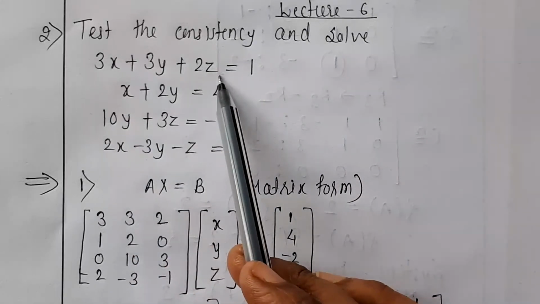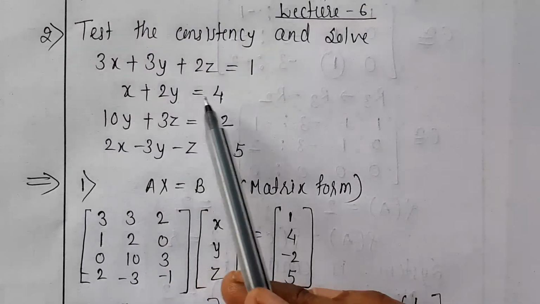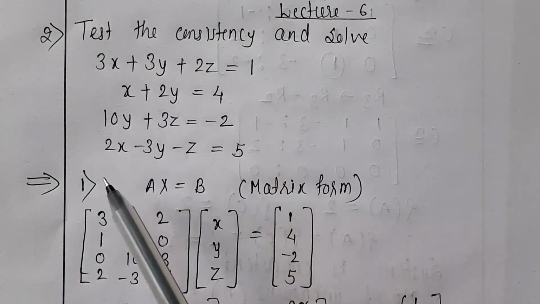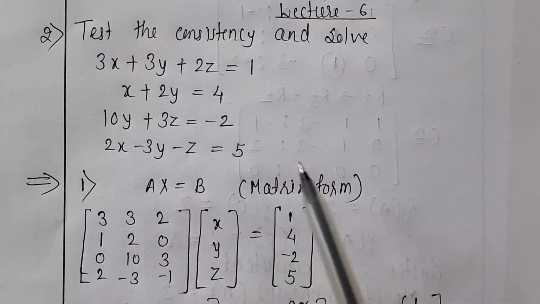3x plus 3y plus 2z is equal to 1, then x plus 2y is equal to 4, 10y plus 3z is equal to minus 2, 2x minus 3y minus z is equal to 5.